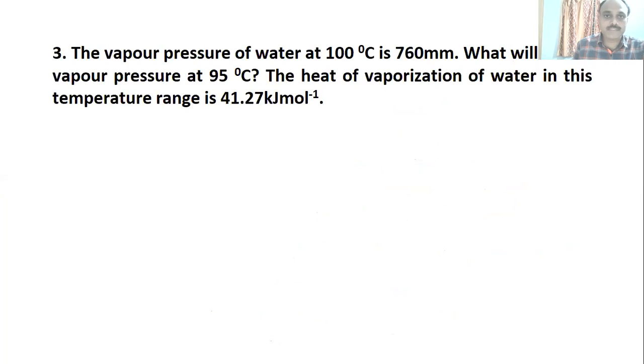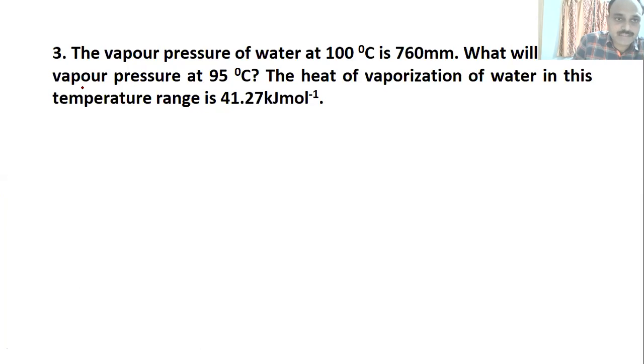Then the third problem: the vapor pressure of water at 100 degrees Celsius is 760 mm, and what will be the vapor pressure at 95 degrees Celsius? The heat of vaporization of water in this temperature range is 41.27 kilojoules per mole. Okay, it is similar to the previous problem. What is asked here? What will be the vapor pressure at 95?